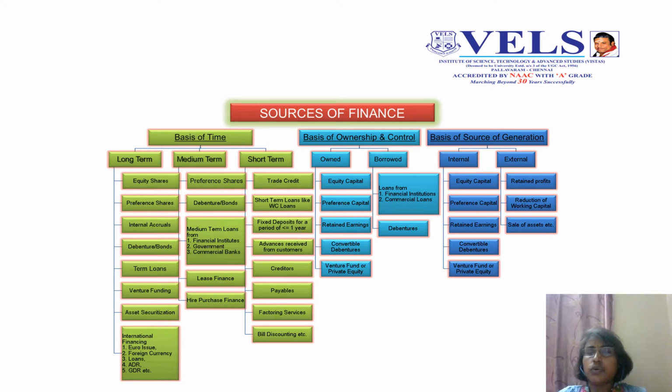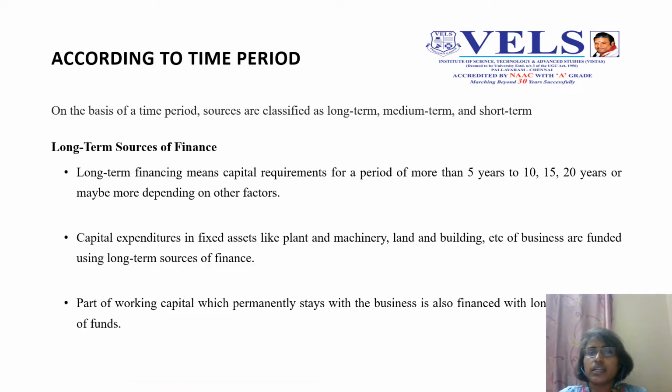On the basis of source of generation, we can classify the source of finance as internal finance as well as external finance. Internal finance is nothing but internally generated funds. The classification comprises equity capital, preference share, retained earnings, convertible debentures, then venture fund or private equity. Under the external source, it can be classified as retained profit, reduction of working capital, then sale of assets. These are all external sources of finance that can be classified on the basis of source of generation.